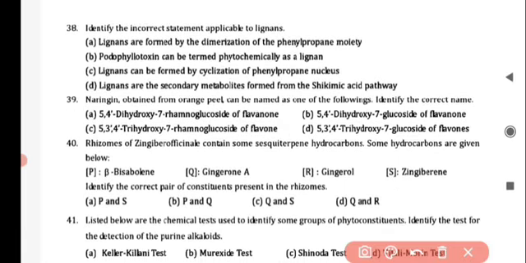Next question is, identify the incorrect statement applicable to lignans. So the incorrect statement in this is option D, that is, lignans are secondary metabolites formed from the shikimic acid pathway.